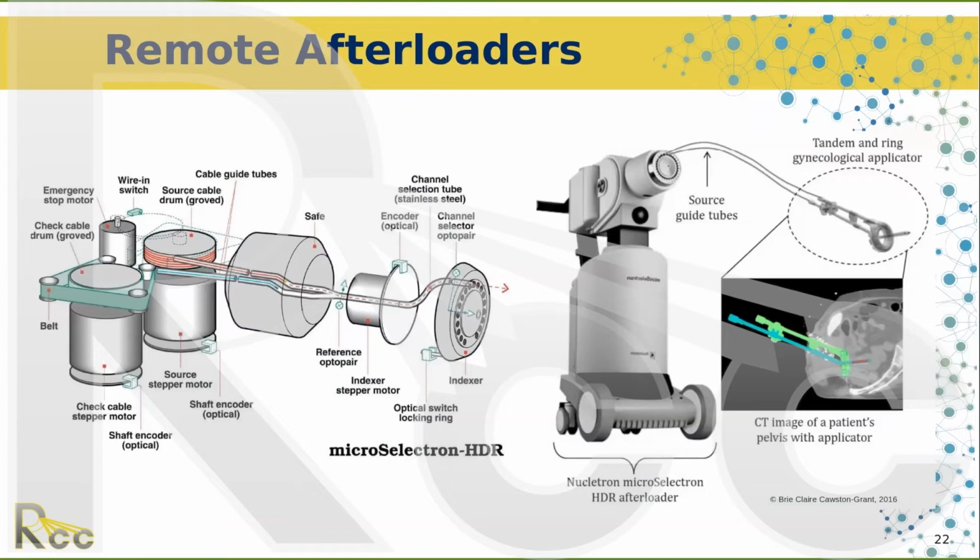Kind of a basic outline. This is obviously the microselectron. This is specific to one model, but the principles are essentially the same. So you've got your source wire, and you've got a dummy or a check wire. It runs out the check wire first to ensure that the path is clear. And over here we've got an example with the source guide tubes, and then running to an applicator, which would be inserted in the patient.